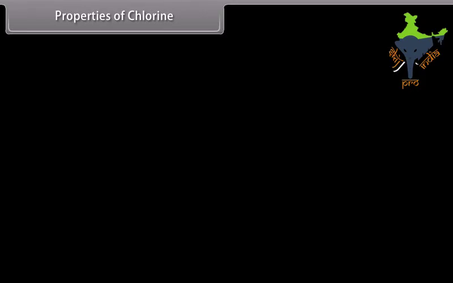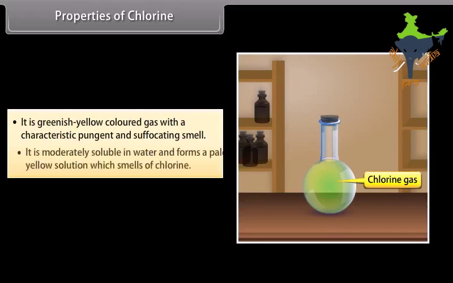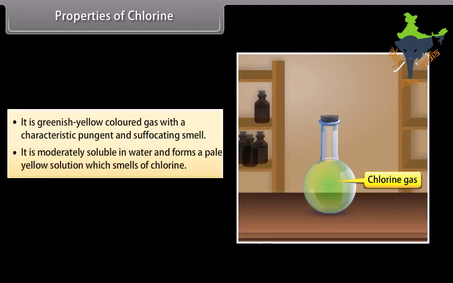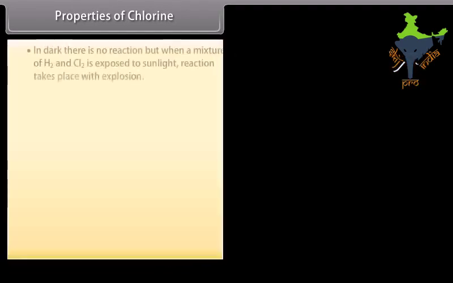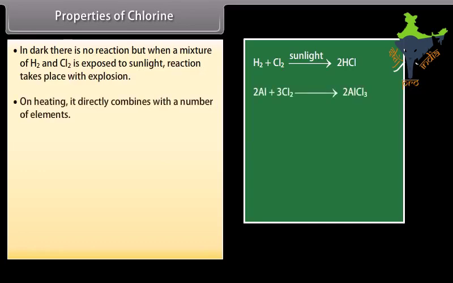Properties of chlorine. It is a greenish-yellow colored gas with a characteristic pungent and suffocating smell. It is moderately soluble in water and forms a pale yellow solution which smells of chlorine. This solution is called chlorine water. In dark, there is no reaction, but when a mixture of H2 and Cl2 is exposed to sunlight, reaction takes place with explosion. On heating, it directly combines with a number of elements.